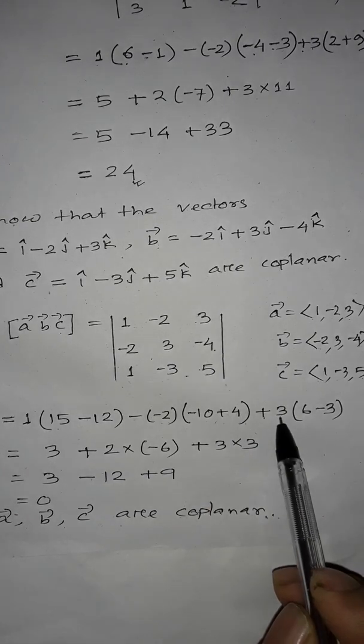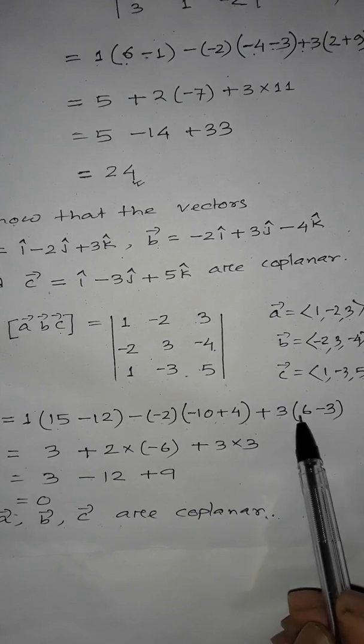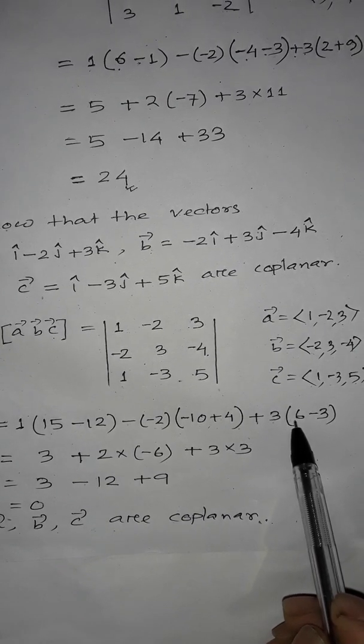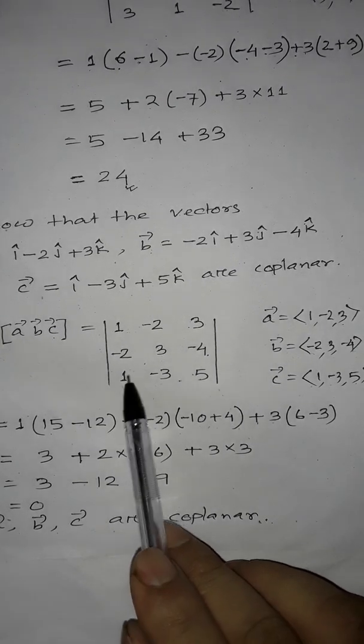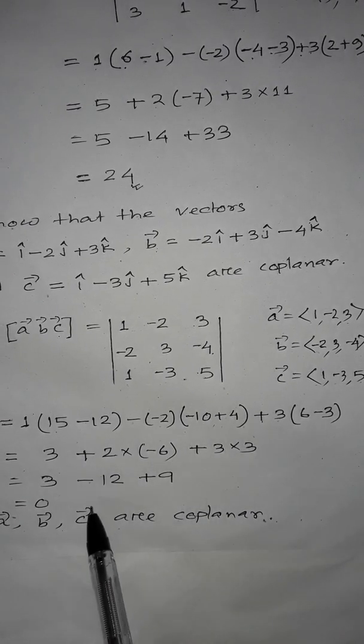Plus 3 whole into minus 2 into minus 3 is 6, minus 1 into 3, 3. And then we have simplified this. We have got 0.